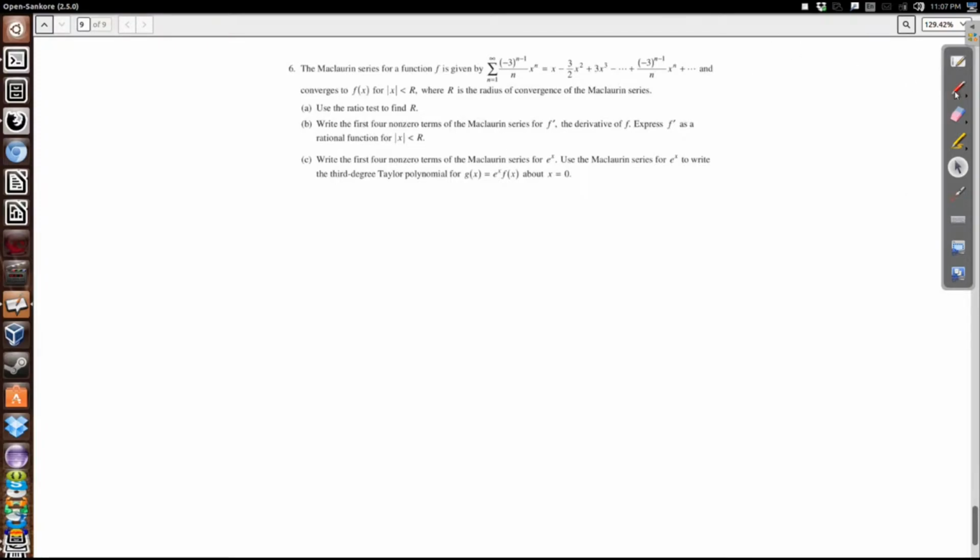So remember that when we're doing the ratio test, we're looking for the limit as n increases without bounds of the absolute value of a sub n plus 1 over a sub n, and we want to know when this limit is less than 1. So for our purposes, I'm going to look for the limit as n increases without bound, and I'm going to substitute n plus 1 for all of these terms. So I'm going to have negative 3 to the n, x to the n plus 1 over n plus 1.